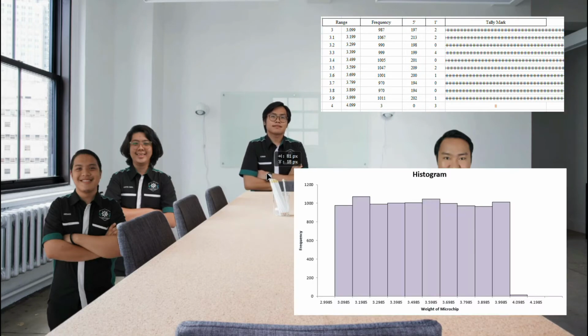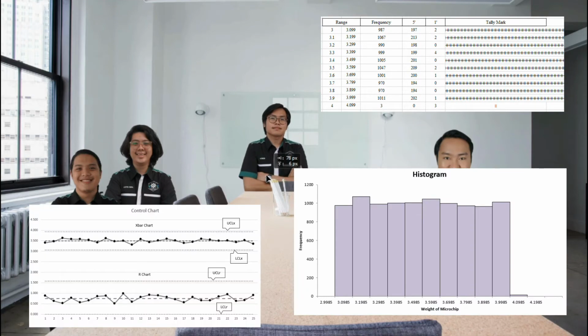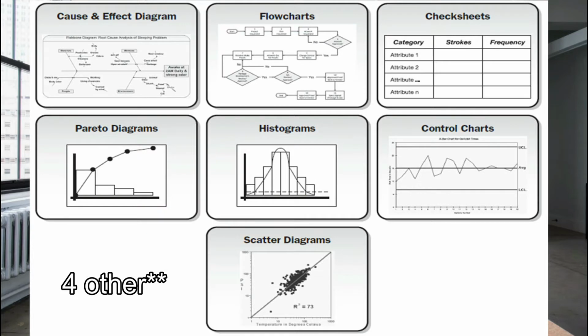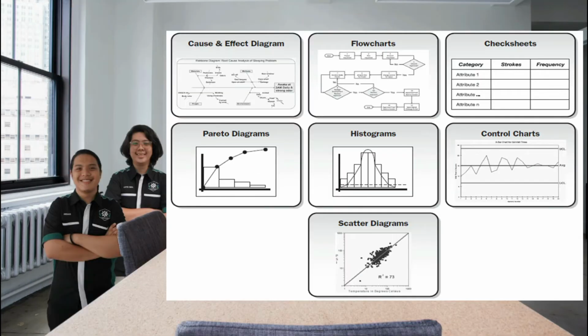So, for this project, we also use quality tools, which has 3 of them that we have used, which are the check sheets, the histogram, and the control chart. So there are actually 5 other quality control tools, which are the process flow diagram, Pareto diagram, cause and effect diagram, scatter diagram, and that's all.